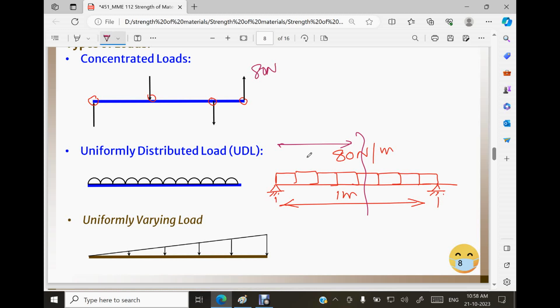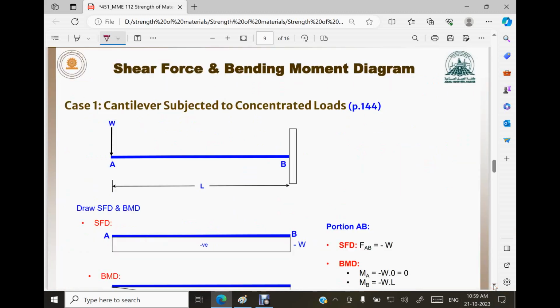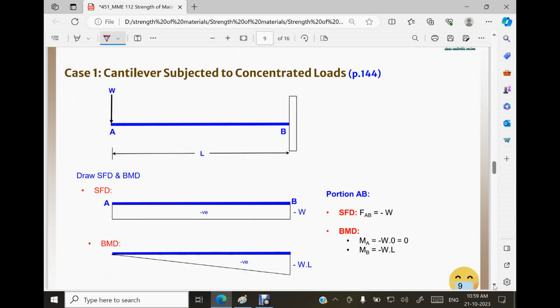And here you can see in the third one, it is uniformly varying load. You are starting from 0 and slowly you are increasing the load. Okay, this is uniformly varying load. Okay, we will solve problems on these three different types of loads. Okay, we have got the problems now. We will just talk about the problems in the next video.